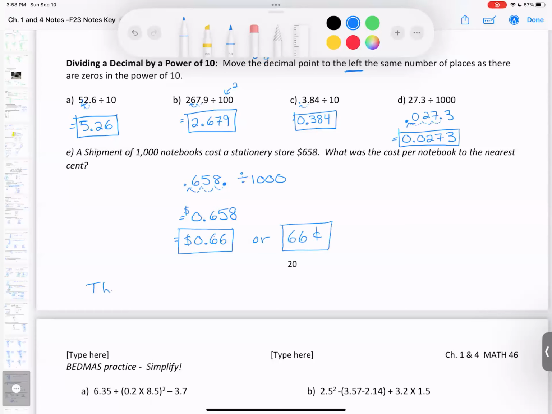So the cost per notebook is, oh, and they said to the nearest cent. Well, actually, both of these answers are to the nearest cent, but I'll write it in cents. So it's 66 cents.